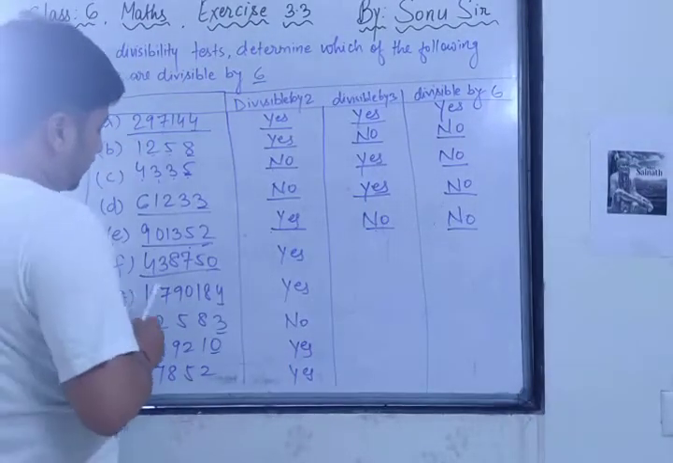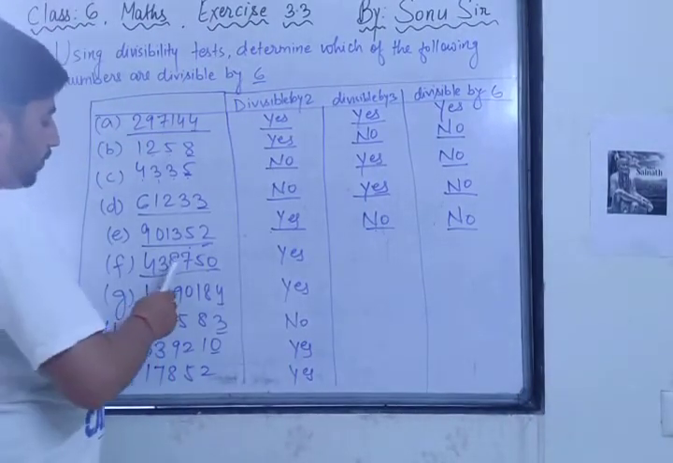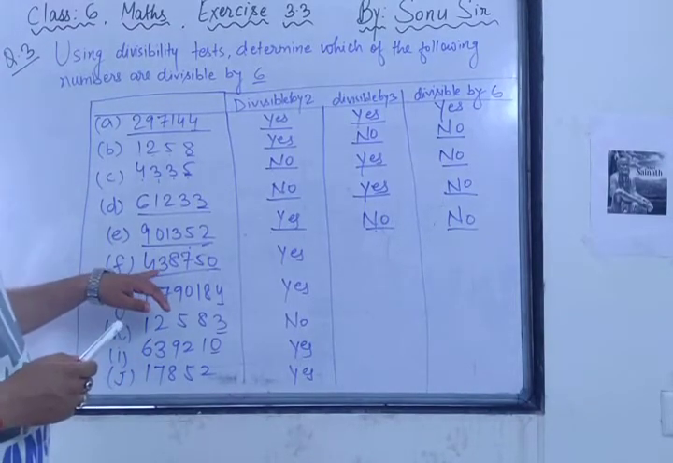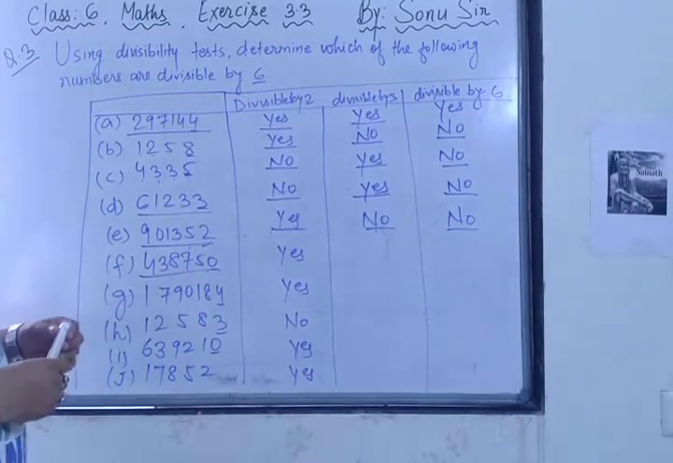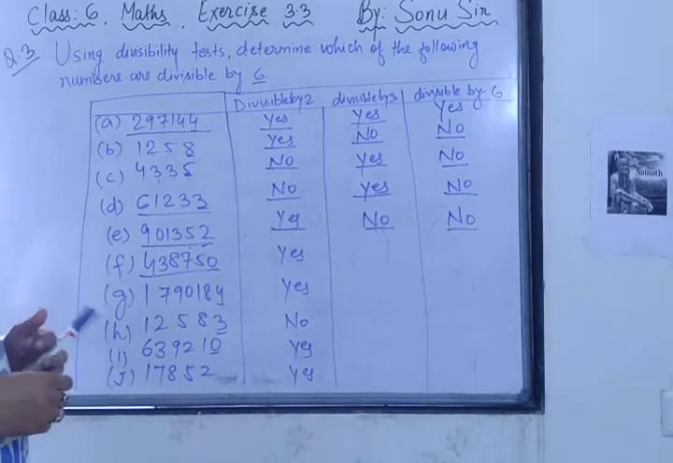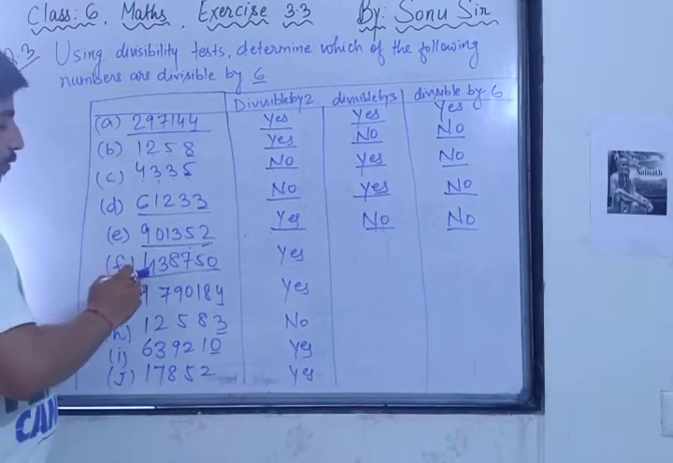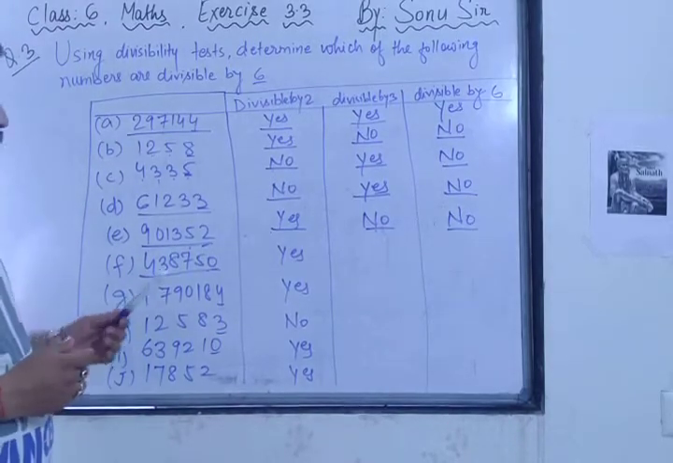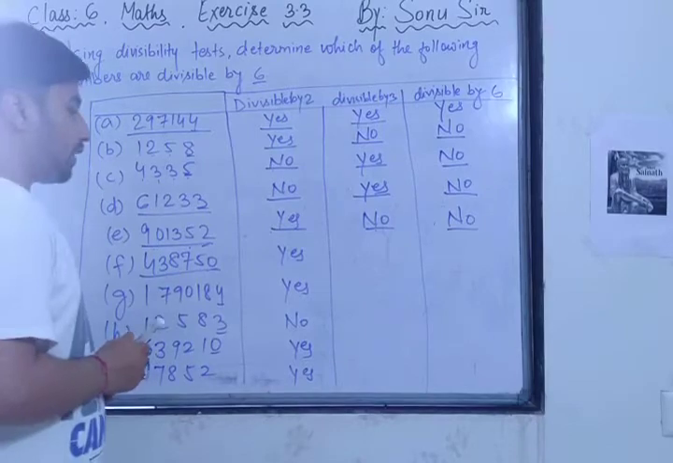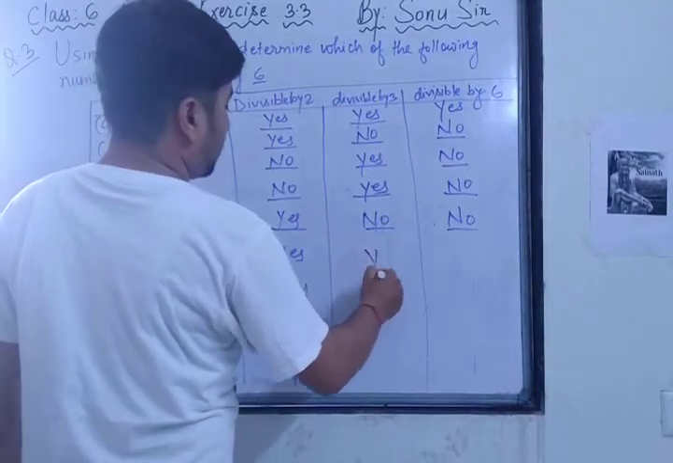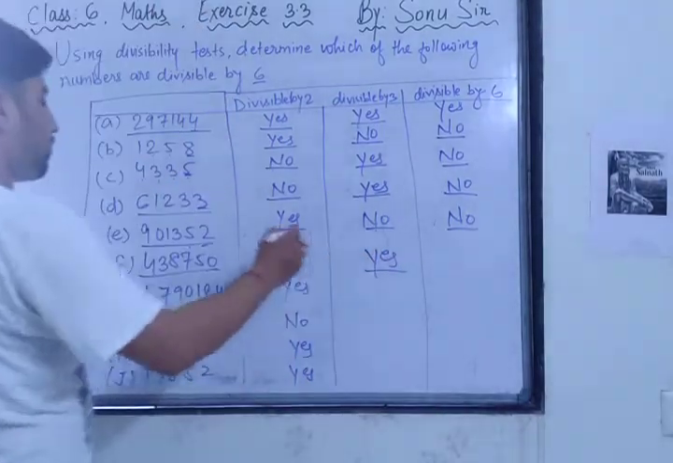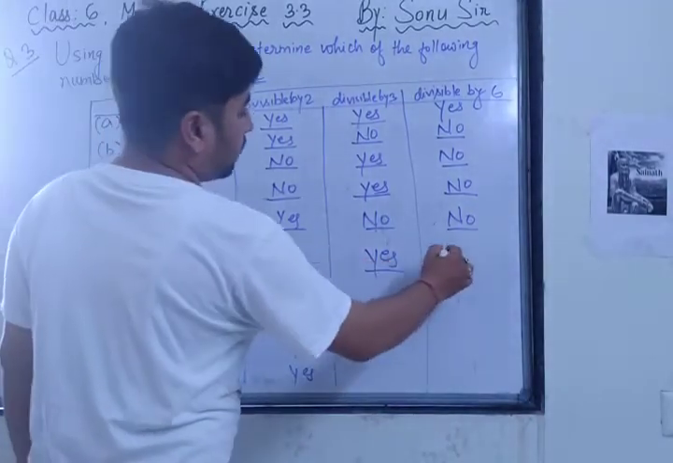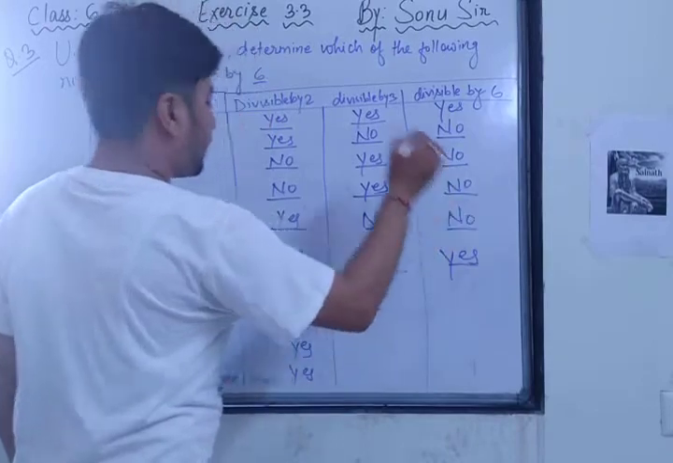4 plus 3, 7. 7 plus 8, 15. 15 plus 7, 22. 22 plus 5, 27. Yes, 27 is a multiple of 3. One more time. 4 plus 3, 7. 7 plus 8, 15. 15 plus 7, 22. 22 plus 5, 27. 27 plus 0, 27. So 27 is a multiple of 3. Hence this number is divisible by 3. Since it is divisible by both 2 and 3, this number is divisible by 6 also.